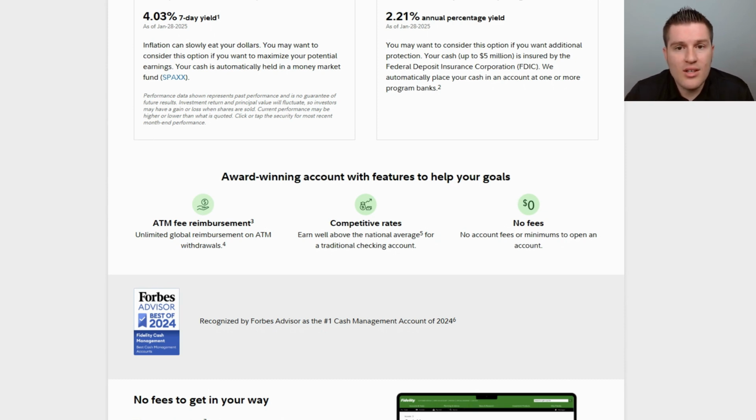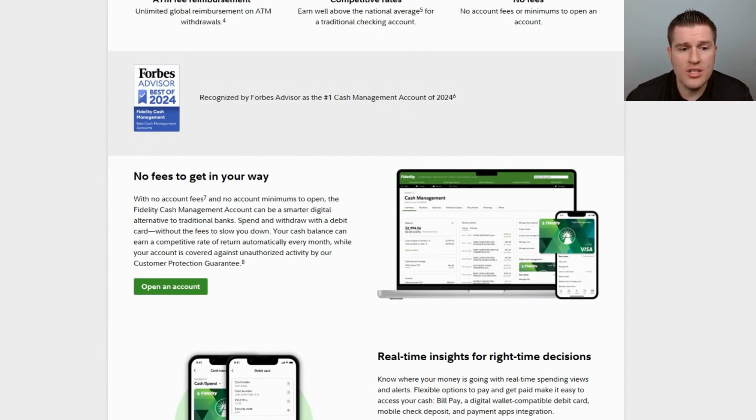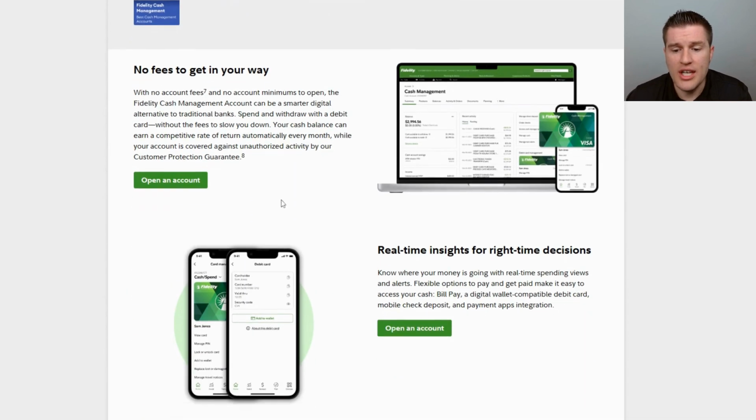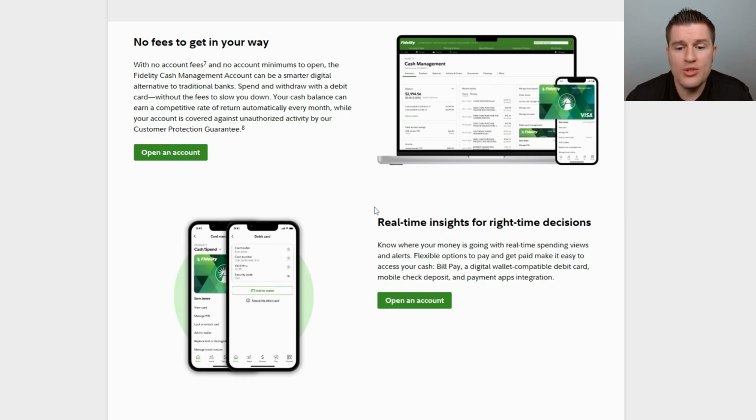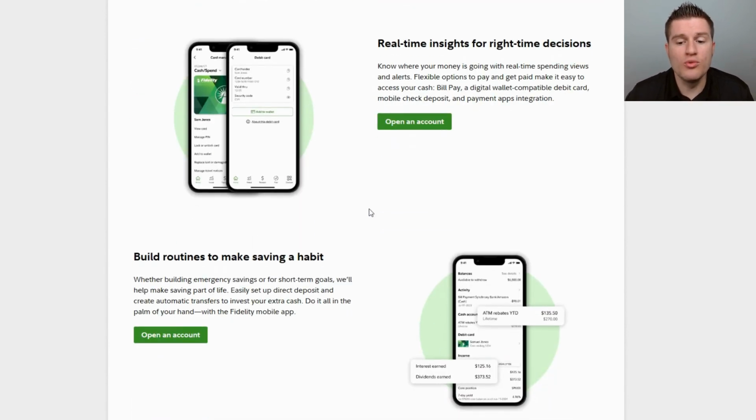You don't have to necessarily take my word for it. Listen to Forbes, recognized by Forbes Advisor as the number one cash management account. This is where I use my account. I don't use banking. I've reviewed lots of different banks over the years, but this is what I use. And this is what I tell people all the time to use. There's no fees. And then again, if you want to make investing options, you can do that. You can set up direct deposit into this account. You can build routines for creating savings.